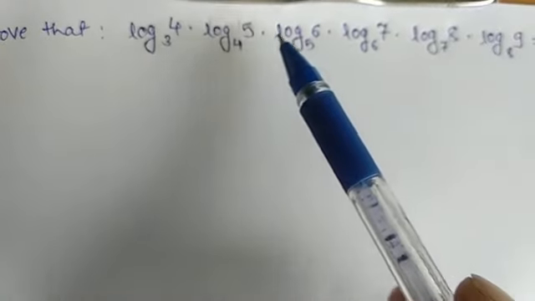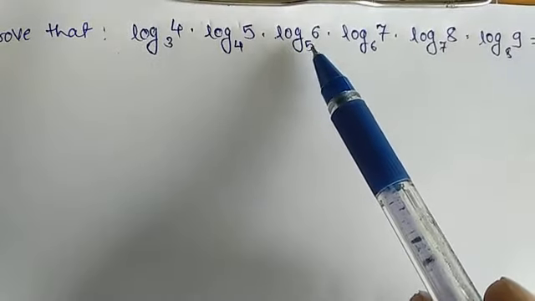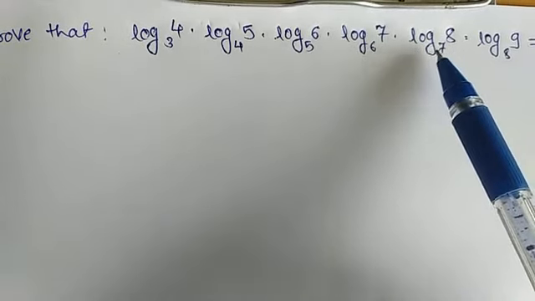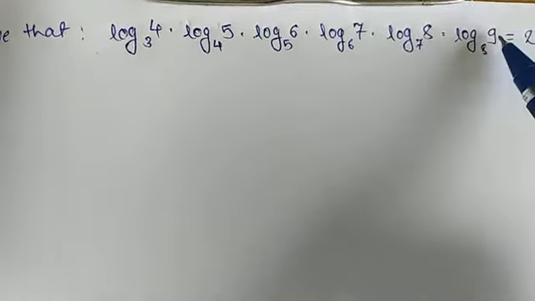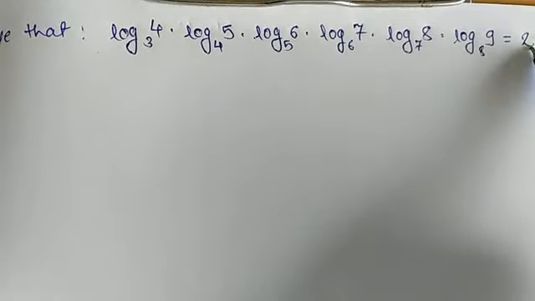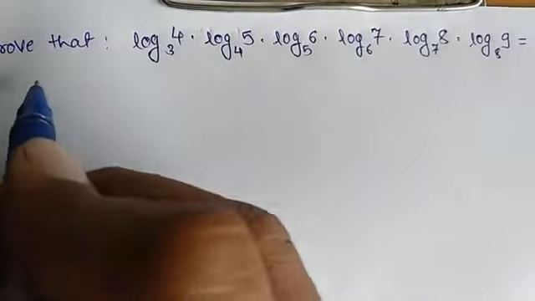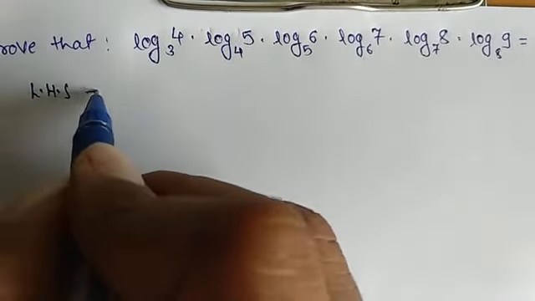So our first homework was: prove that log of 4 to the base 3 multiplied by log of 5 to the base 4 multiplied by log of 6 to the base 5 multiplied by log 7 to the base 6 multiplied by log 8 to the base 7 multiplied by log of 9 to the base 8 is equal to 2. Okay, we have to prove this. So for that we consider the left side of the equation.